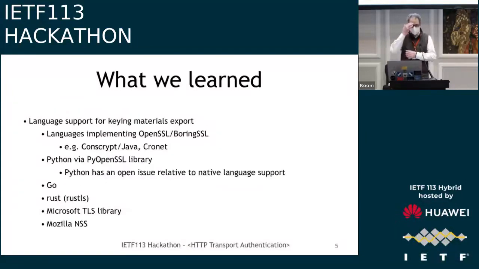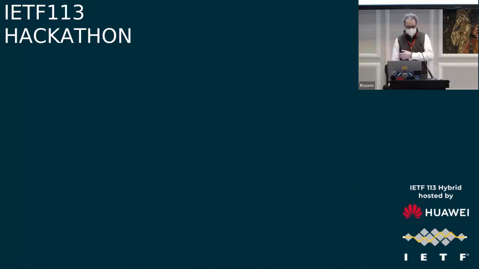We were curious about this keying materials export function in the TLS layer, and we did discover that languages that implement OpenSSL or BoringSSL generally make this available. Python currently only gets it via PyOpenSSL, a secondary library, rather than native, but there's an open issue for the language. Go exports a function for this, Rust, Microsoft, and Mozilla. So we felt really good about other language systems we could use to implement a function here.